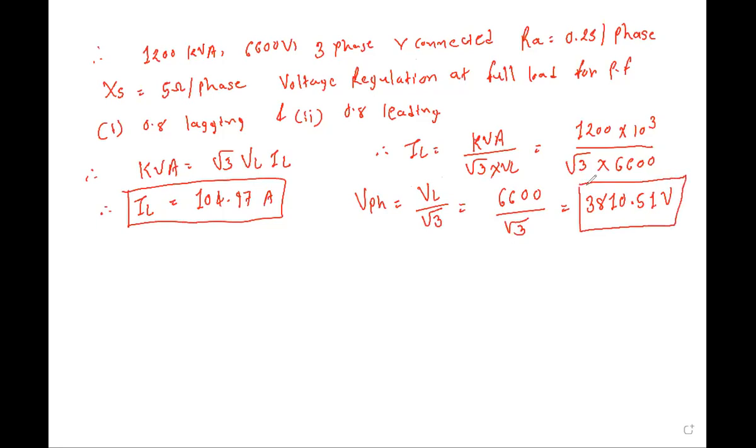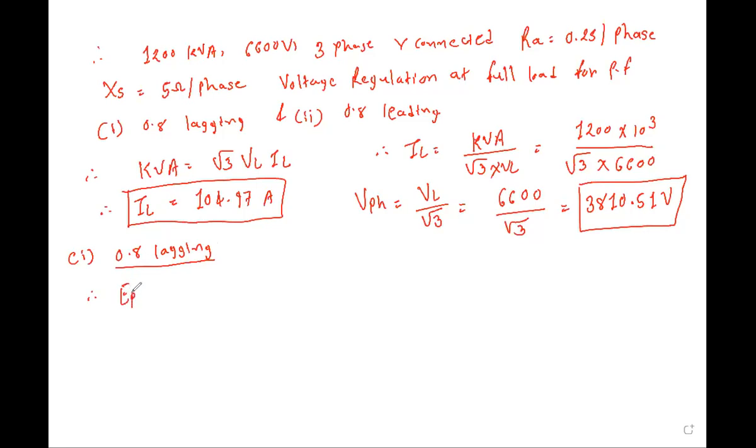So we have VPH. Now we have to find the EPH. For case 1, let's say my power factor is 0.8 lagging. There are two cases to do: one is 0.8 lagging, another is 0.8 leading. So what is its equation?